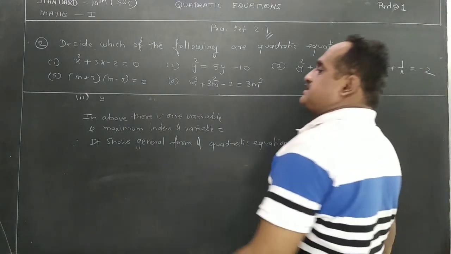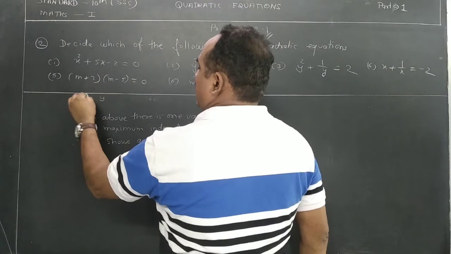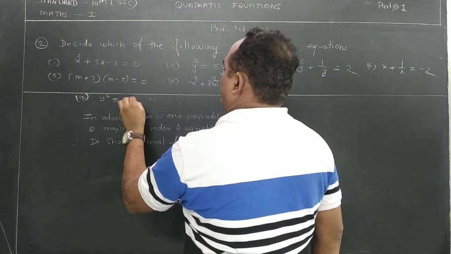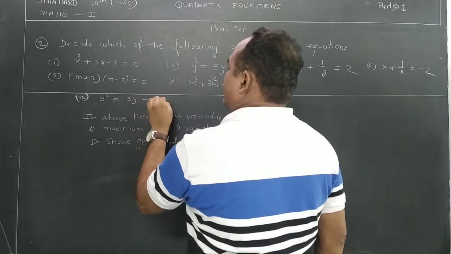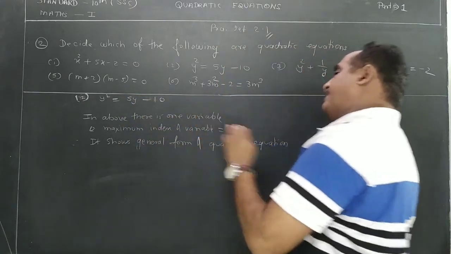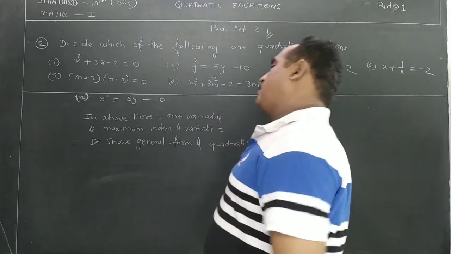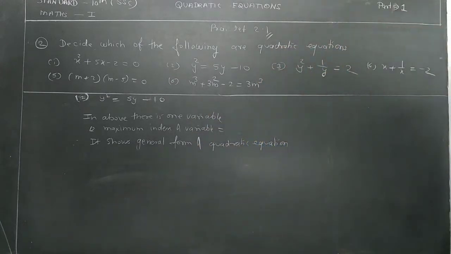Second question is y square is equal to 5y minus 10. So student, you do one thing. Pause the video. You solve your one and you copy on it. Okay? You have to pause the video.